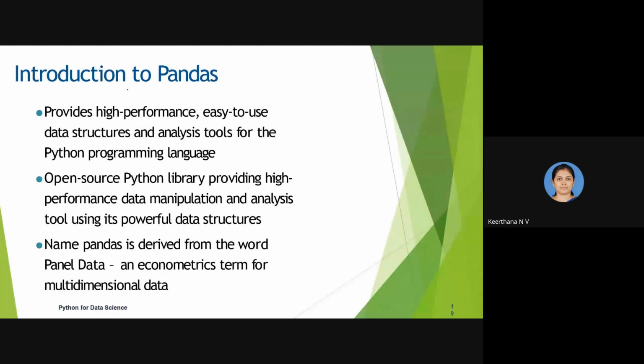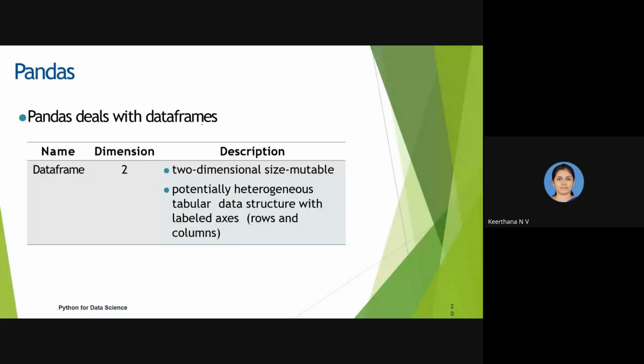The word pandas is derived from the word panel data. It means processing of multi-dimensional data. So pandas deals with data frames. It means that it will be dealing with two-dimensional data, that is rows and columns. So this two-dimensional data is called a data frame in data science. We will be dealing with this data frame in two sections, data frame part 1 and part 2.